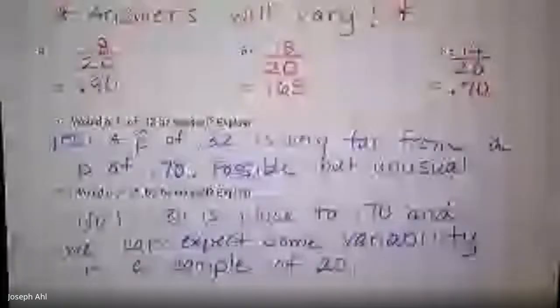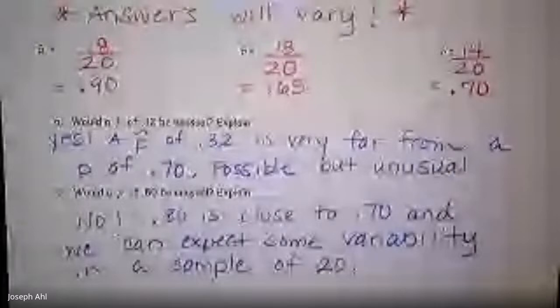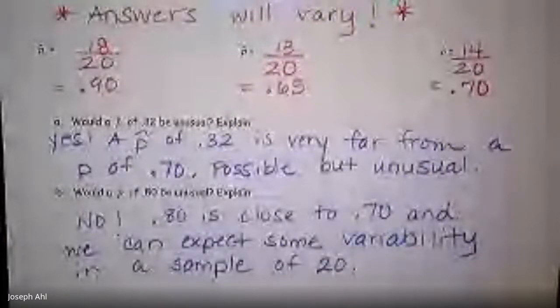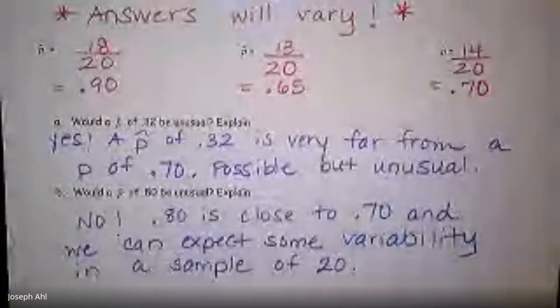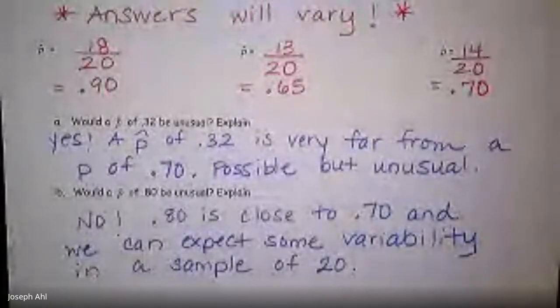So would a p-hat of 0.32 be unusual? Yeah, I would say it would be very unusual. The actual proportion in the bag is 0.70. So it's a possible value, but certainly would be very unusual. It's pretty far off from the actual value of p. And by the way, I'm thinking about this, 2,000 marbles in a bag. It's going to be a pretty big bag, pretty heavy too.